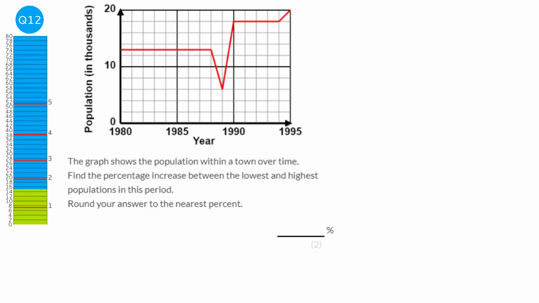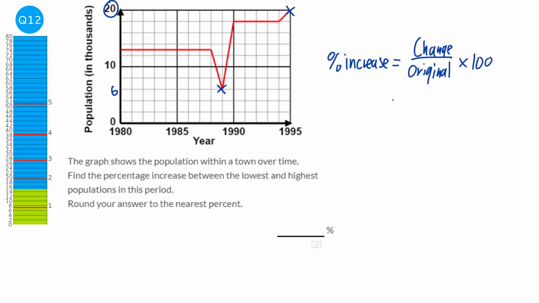The lowest point on this graph is here, and that's at point 6, and the highest point is here at point 20. And we're looking for percentage change or percentage increase. And the formula is change over original times 100. So the change between the 6 and the 20 is 14. The original, the starting point, was the 6, and times by 100.